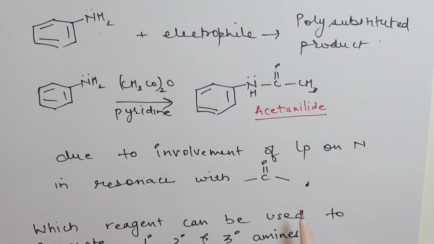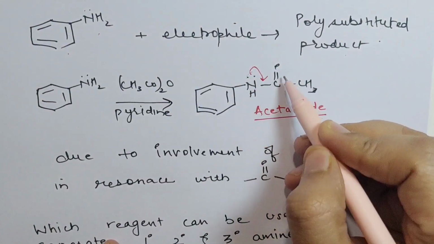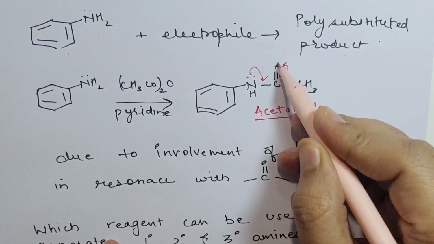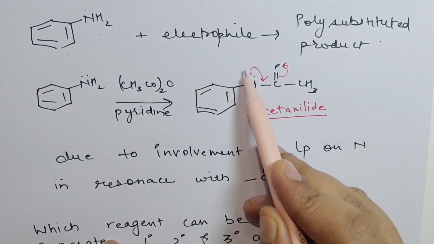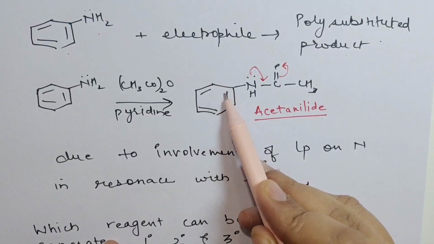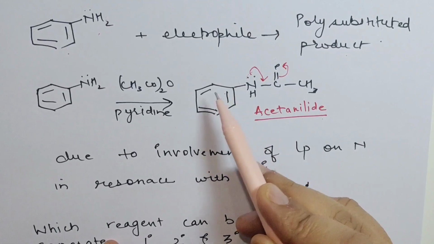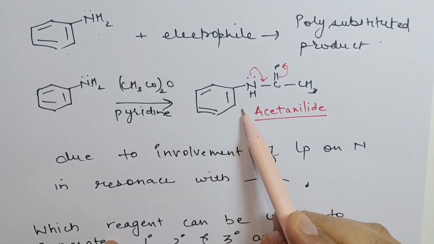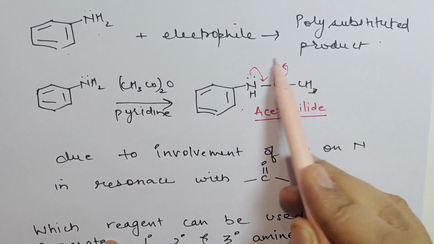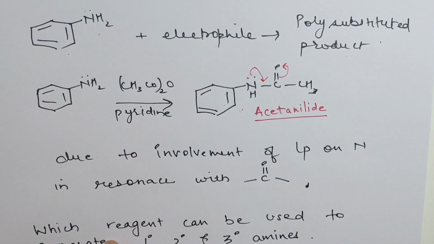Now in this acetanilide, the lone pairs are involved in resonance with the carbonyl group. So they are not as much available for resonance or for delocalization over benzene ring. Therefore, the electron density on the benzene ring is not as increased as in aniline. So the activity is reduced, and since there's a bulky group present here, we won't even get ortho products. We will get only para product.